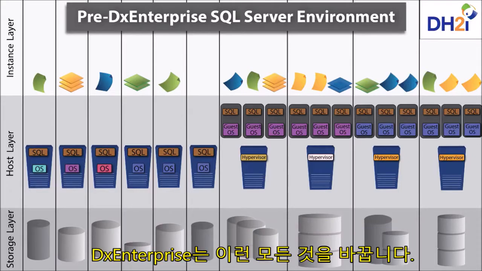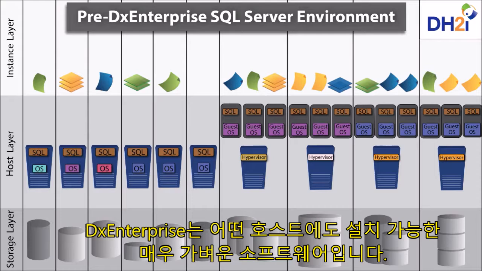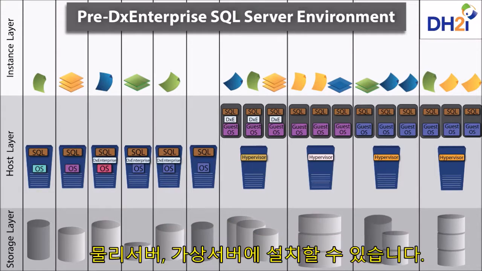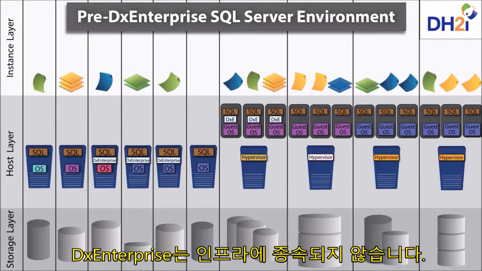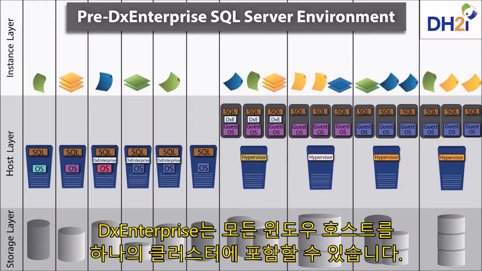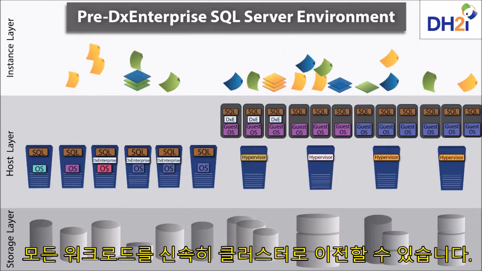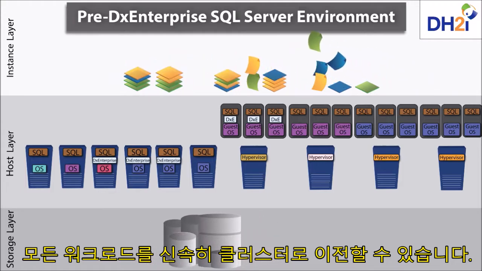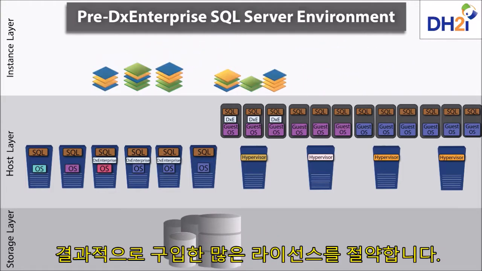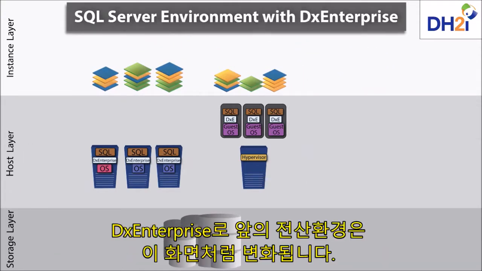DxEnterprise changes all of this. It is a lightweight software layer that you can quickly install on any host. It could be physical or virtual and from any vendor. DxEnterprise is infrastructure agnostic. Any host can be part of the utility. Once DxEnterprise is installed, you can quickly move all of your existing workload into the utility, resulting in many leftover licenses for future projects. This is what your environment might look like with DxEnterprise.